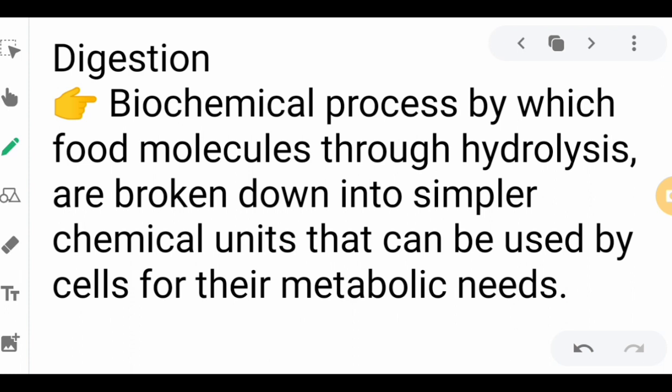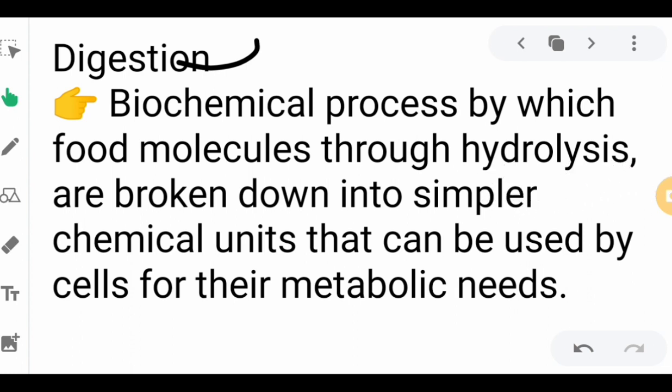The definition of digestion evolves as you go through your higher education. In lower education, we define digestion simply as the breakdown of food. But here in biochemistry and higher biology, we define it as a biochemical process by which food molecules, through hydrolysis, are broken down into simpler chemical units that can be used by cells for their metabolic needs. Hydrolysis comes from the word lysis, breakdown, by the use of water, hydro.